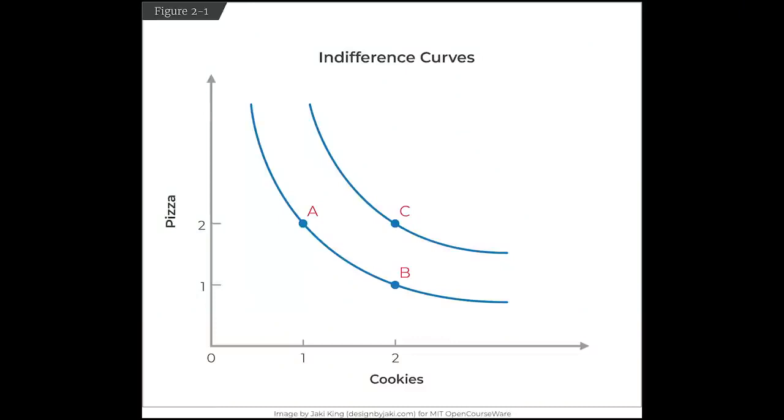So in that higher indifference curve, point C, you are happier than points A and B because more is better.